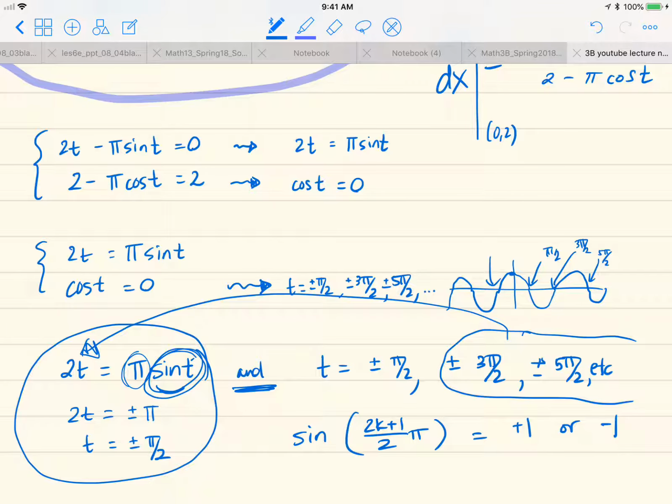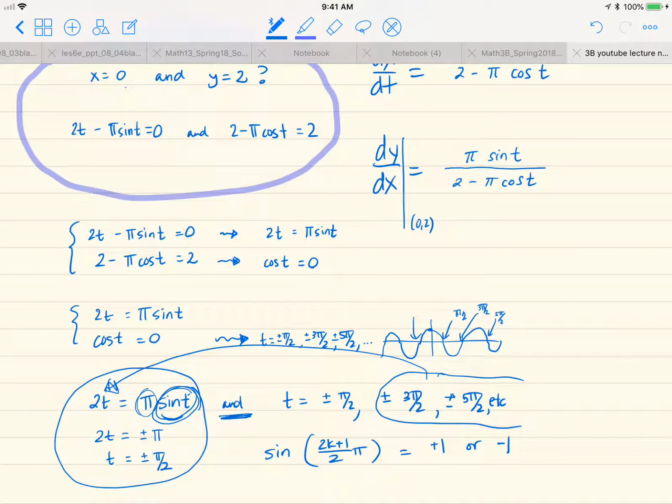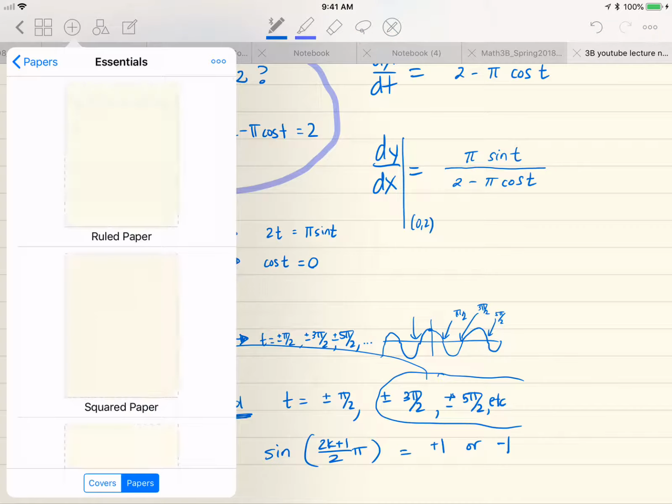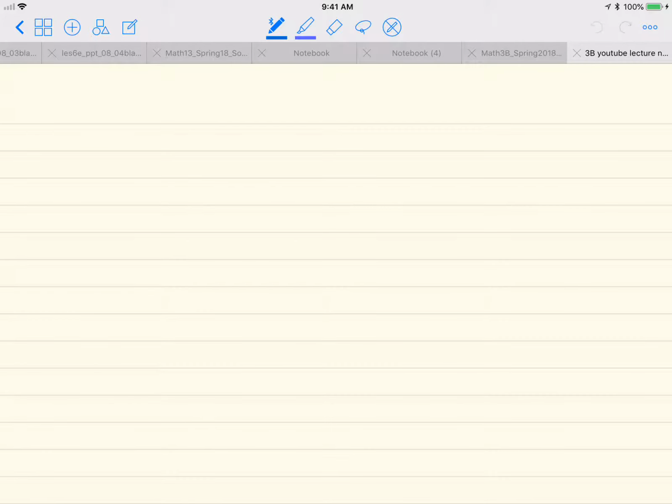So we figured out when our particle is passing through the point: it occurs at t equals plus and minus pi over 2. So at t equals pi over 2 and at t equals negative pi over 2, our particle is passing through x of t comma y of t equals 0 comma 2.